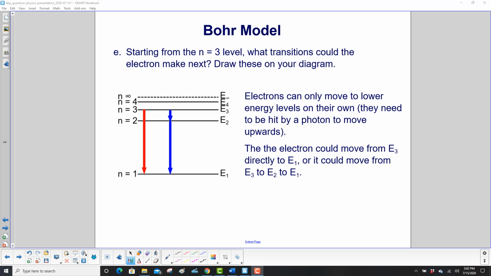Starting from the n equals 3 level, what transitions could the electron make next? Draw these on the diagram. Electrons can only move to lower energy levels on their own. They need to be hit by a photon to move upwards. So the electron can go straight from 3 all the way down to n equals 1, or it can go from 3 to 2, and then 2 to 1. So we have 3 transitions it can make.